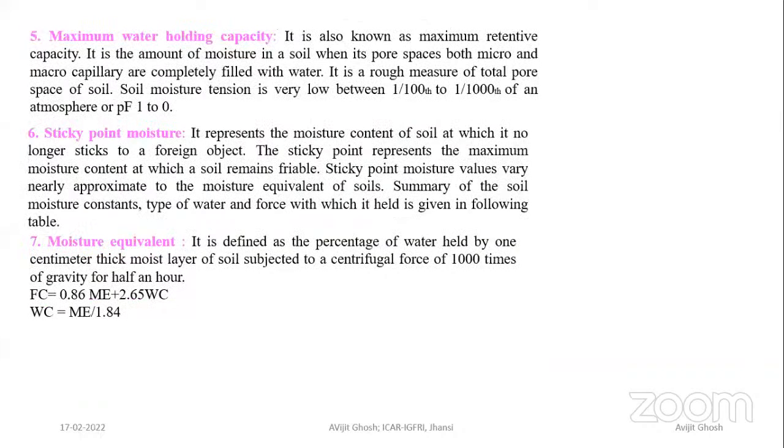The maximum water holding capacity is that point when the amount of moisture in a soil is such that all pores, like macro and micro pores, are filled with water. It is a rough measure of the total pore space of soil, and the tension is 1 to 0 here.